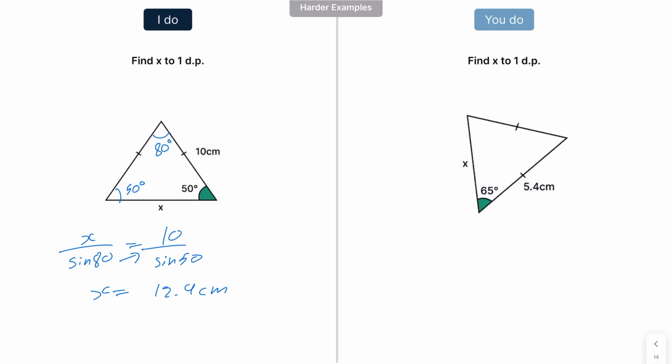Now, again, hopefully you've pressed pause and had a go at this. So it is an isosceles triangle, so that means both the base angles are the same. So that is going to be 65 degrees. And angles in a triangle add up to 180. 65 plus 65 gives you 130. Take that away from 180 and you get 50. Again, now we are looking for x. Is there an angle opposite x? Yes, there is. And now, is there a side and an angle opposite each other? Yep, these two.